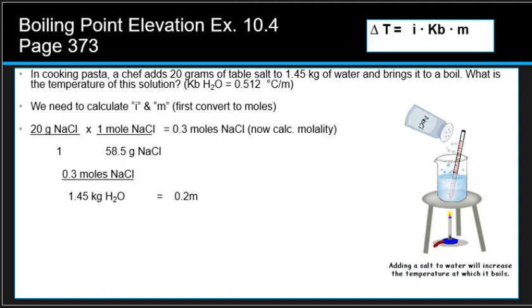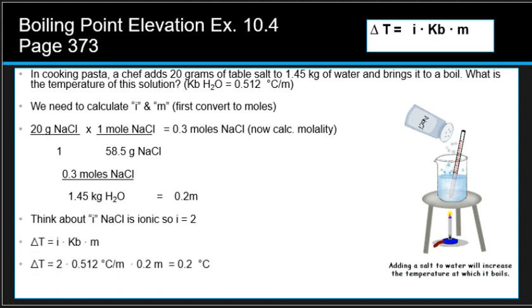Now I'm going to go figure out my i, right? NaCl, yay, that's 2. It's going to split into 2. So my i is going to be 2. And then I can put it into this formula right here, and I'm going to see that I'm going to end up with 0.2 degrees.